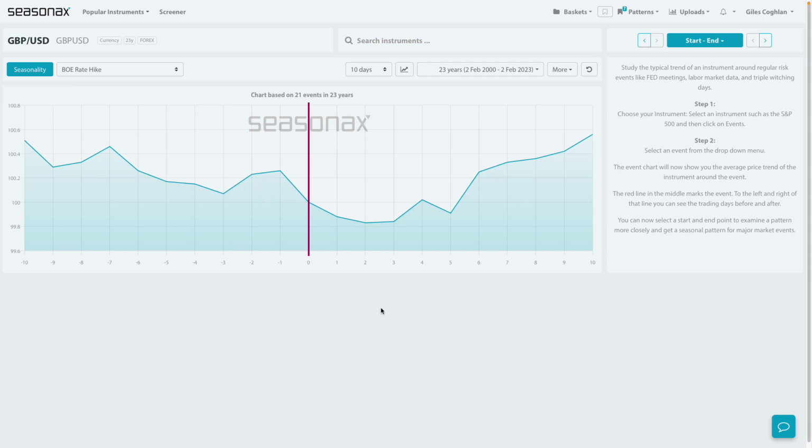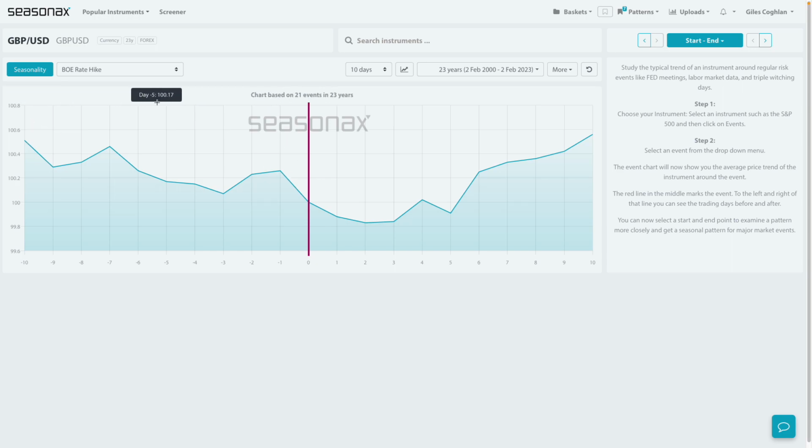The axis on the bottom of the chart is the days prior to the rate decision and the days after the rate decision, with the red line being the event. The axis on the left is just simply the price progression in percent.